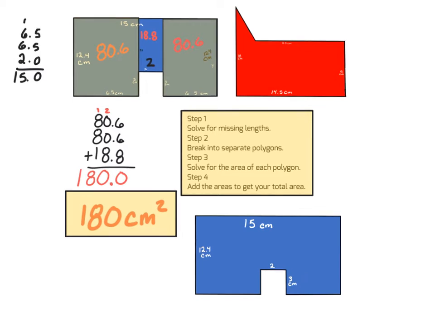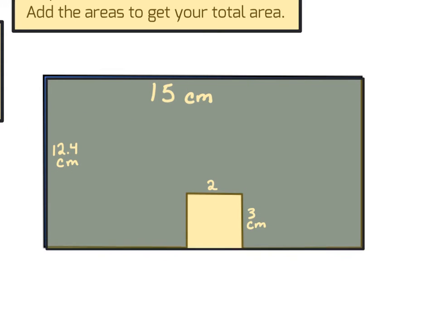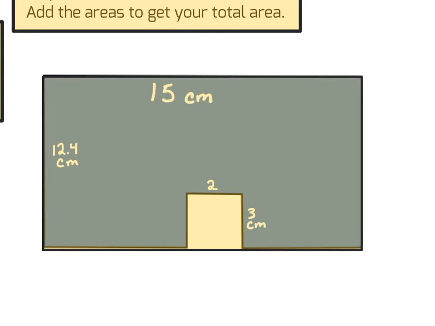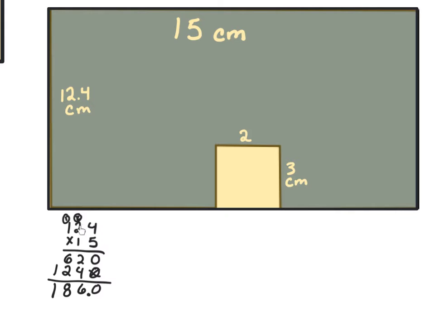So I'm going to break this up in a slightly different manner, and the first thing I'm going to do is solve for the entire rectangle, right? So let's go ahead and just make that here. So now this entire rectangle is going to be my base of 15 centimeters times my height of 12.4. And I did my math right here. I got 12.4 times 15, and I came up with 186. So that is the area of this entire rectangle here, right?